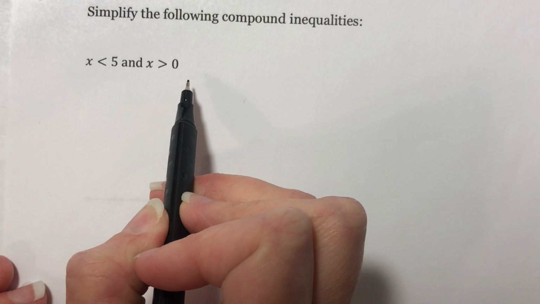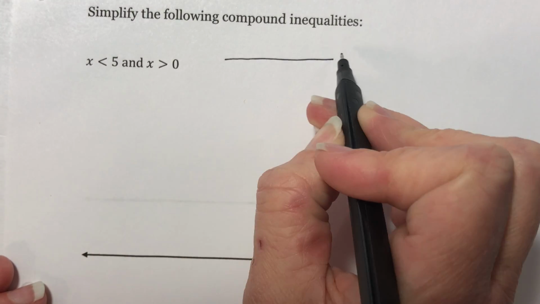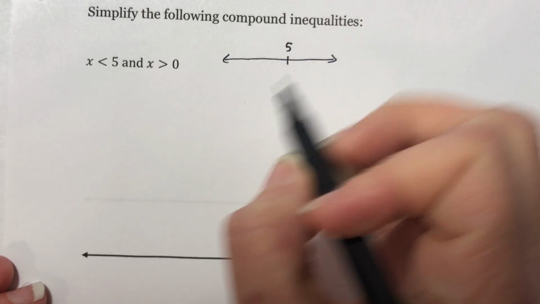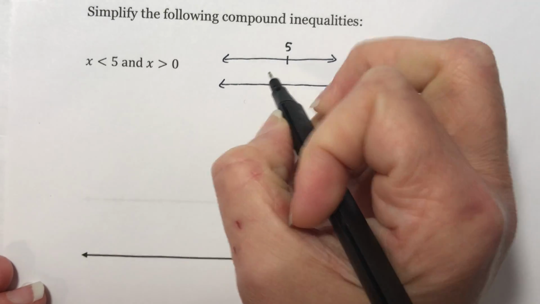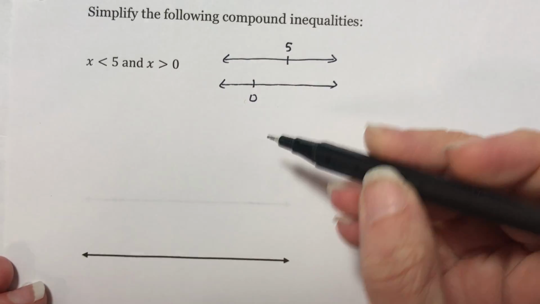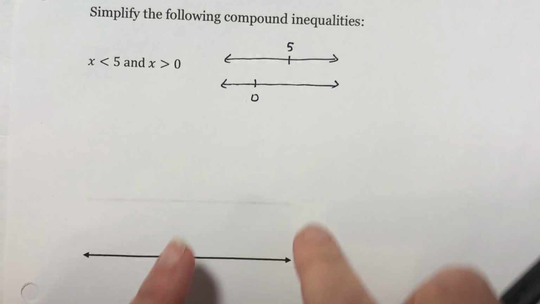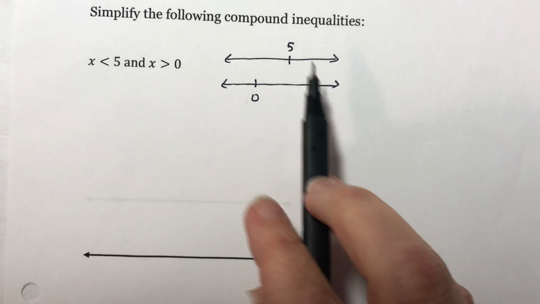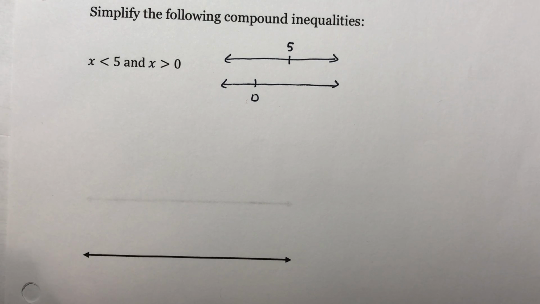The easiest way to do this is to graph each of these, one on top of the other. This is going to be my first graph, and I need a 5. For my second graph, I need a 0. And the main thing you want to have happen is if you imagine squishing these together, I want my numbers to be in order. So I don't want to put a 0 over here, because if I squish them together, 0 would be larger than 5. Just make sure things are in order once you push them together.